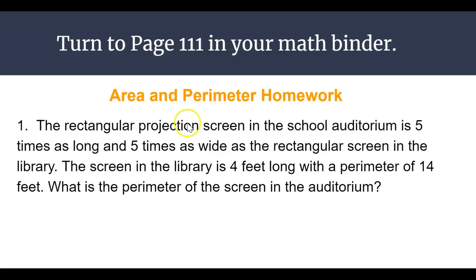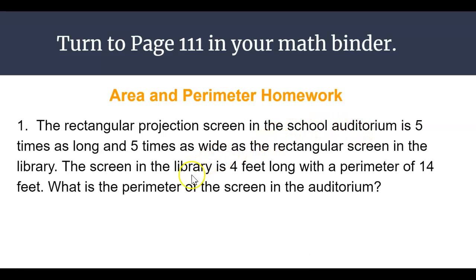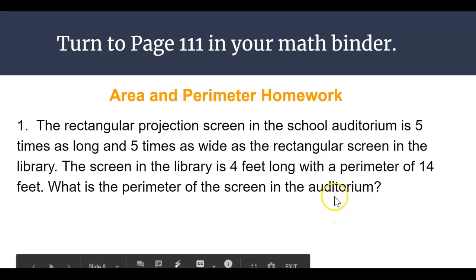And just remember for this one, you're going to have 2 screens. So basically, you're going to be drawing 2 rectangles. You're going to be drawing a rectangle for the projection screen in the auditorium, okay? And you're going to draw a rectangle for the projection screen in the library. And you're going to look at the dimensions for each, and you're going to apply them to whichever screen you need to.